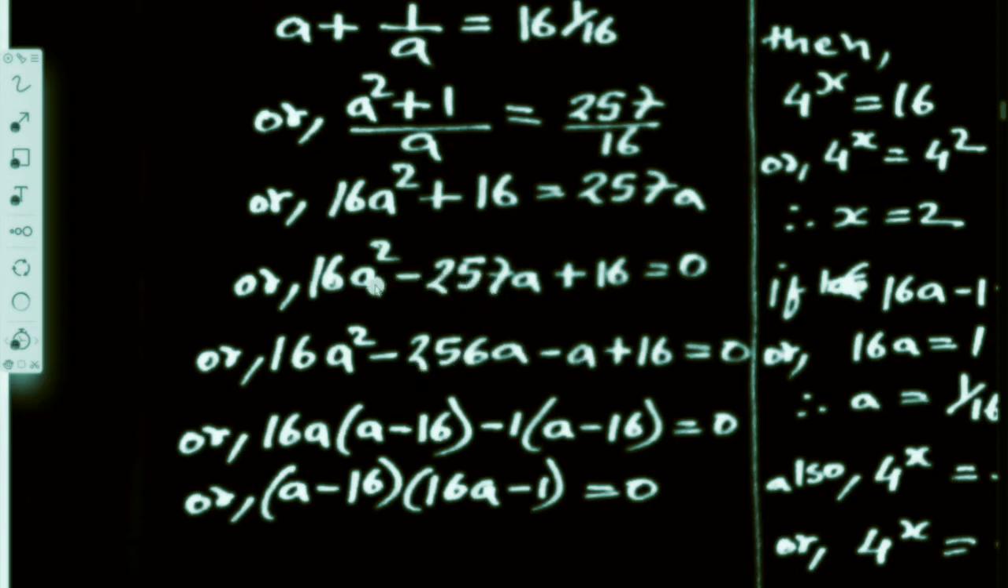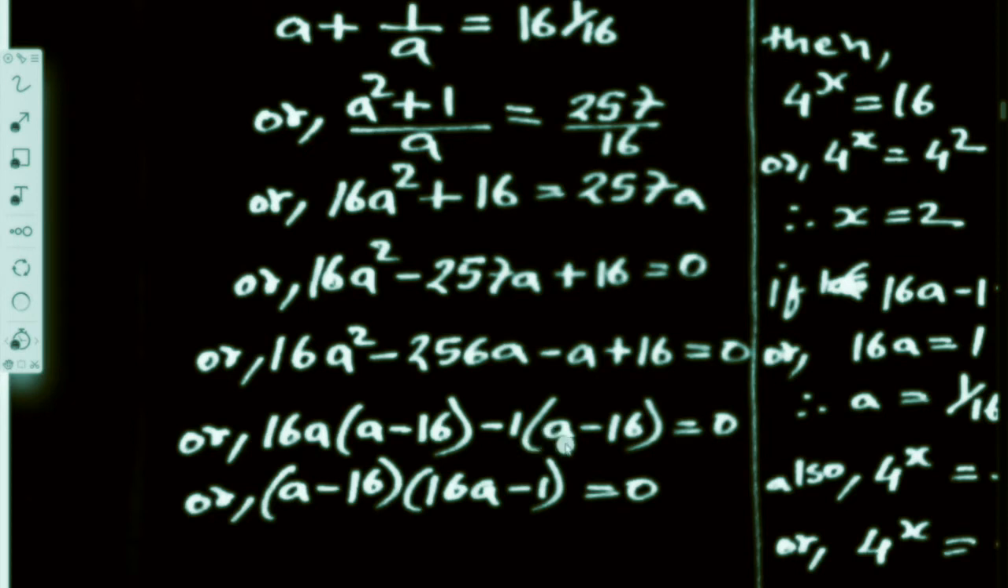There were three terms in our expression, and to make factorization simple, we make it four: 1, 2, 3, 4, equals 0. Now from these two terms we have to take something common. Here 16a is our common, and the non-common part is a minus 16. From these other two terms, we take common minus 1.